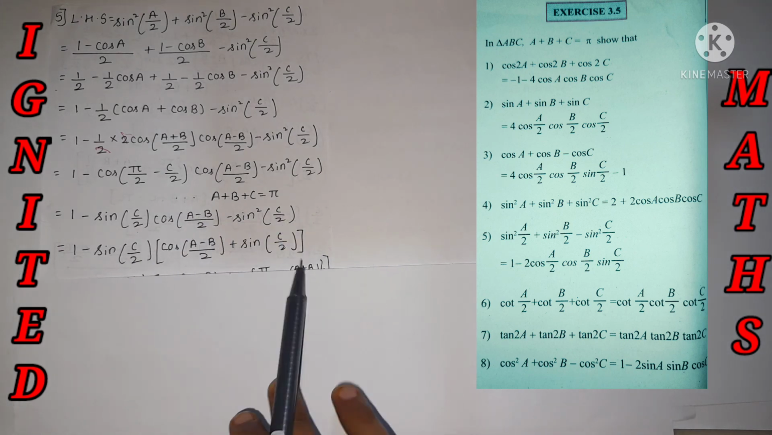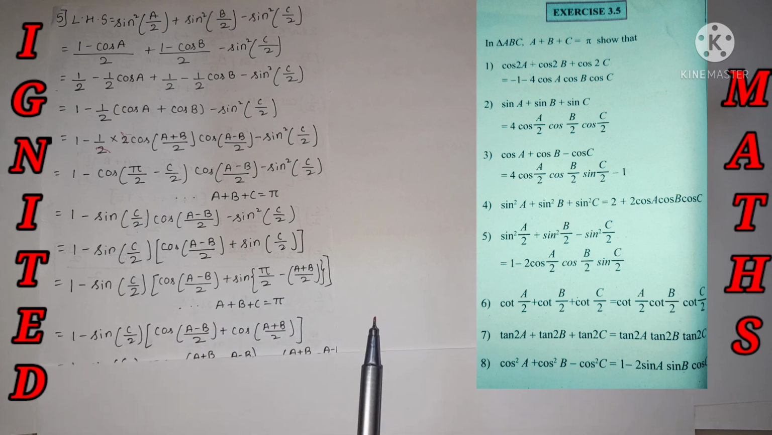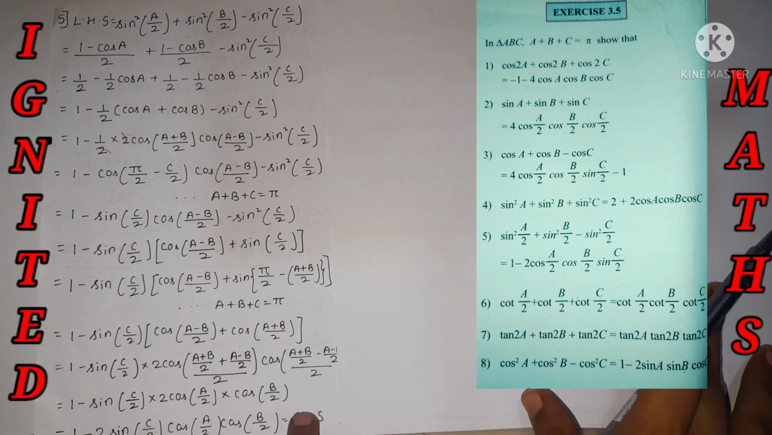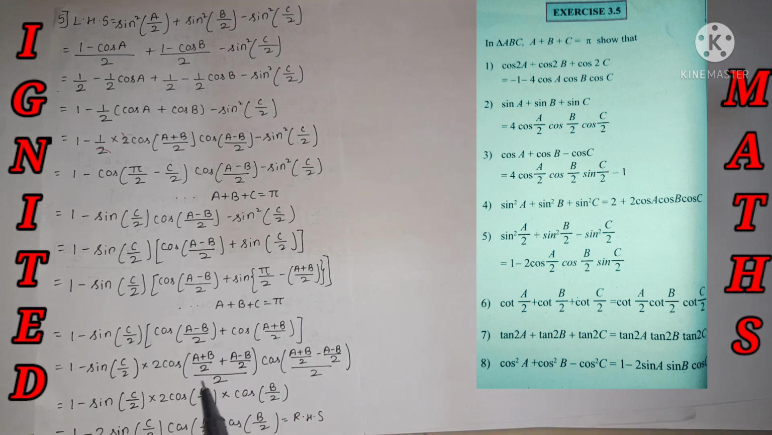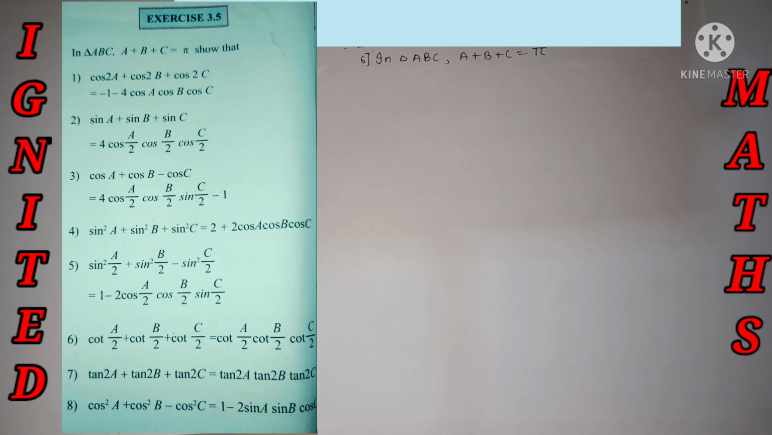Now again c by 2 we can represent as pi by 2 minus a plus b by 2. Yes, sine pi by 2 minus theta formula we can apply. Just put the formula accordingly and we will get the answer, doing the cos a minus b by 2 plus cos a plus b by 2. Just put the formula accordingly and we need to do the calculation by rationalizing the denominator. It is nothing but the RHS value. That is the sixth main question.